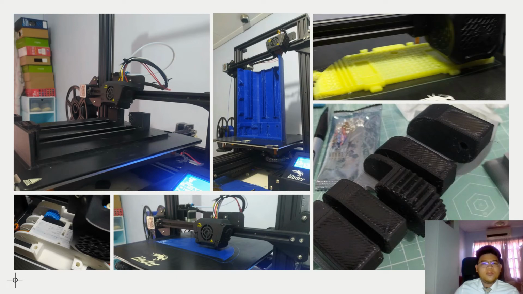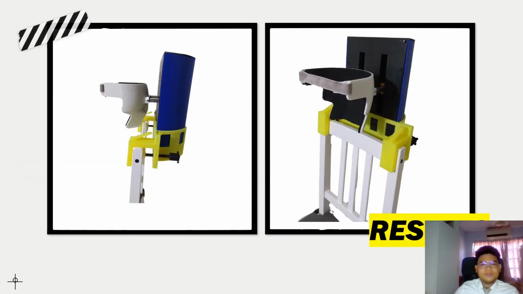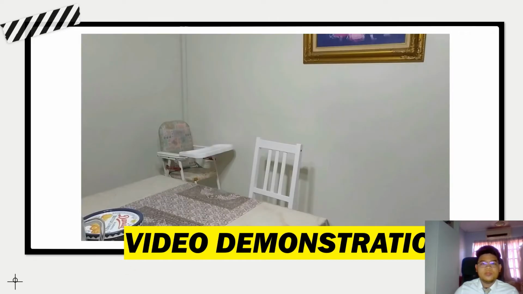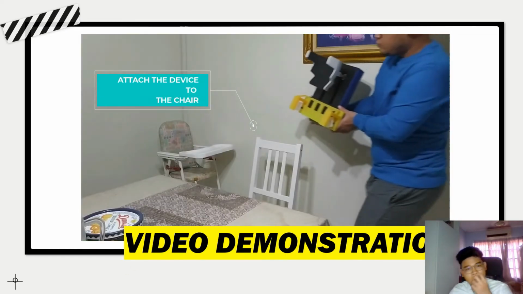Okay. And then these are all of the parts that I've fabricated, and this is the result. As you can see, this is the headrest, this is the housing, this is the clamp. I also printed the clamp, because it is hard to find an aluminium clamp that is appropriate. Okay, so let's see the video demonstration.